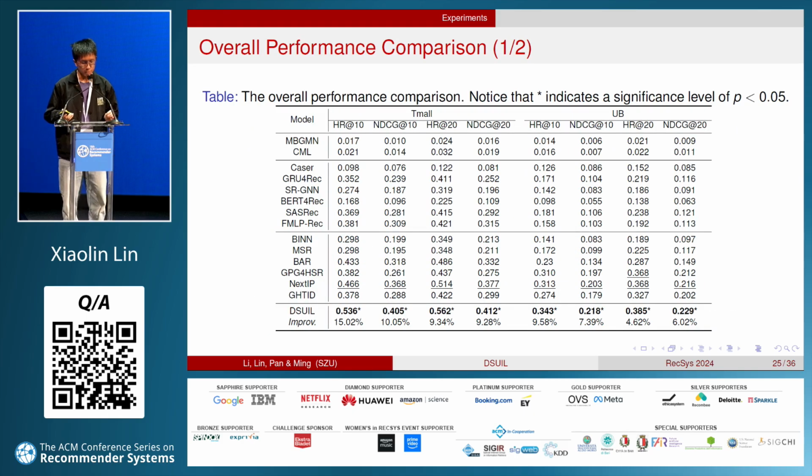This is the overall comparison. Note that we conduct our experiments on two public datasets. They are both e-commerce datasets. One is Tmall and the other one is UB. From this table, the performance of our method outperforms all the baselines. This shows the effectiveness of our method.